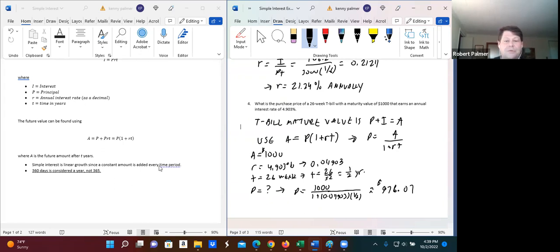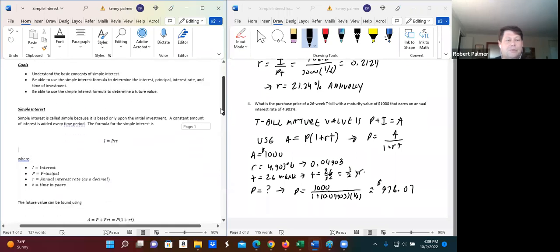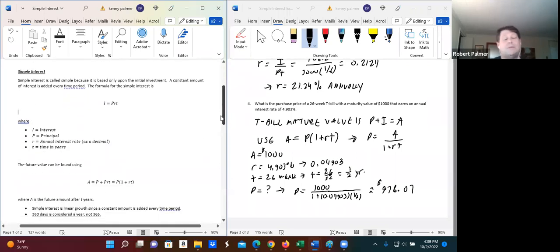Okay, so let's review what we've learned about simple interest. Simple interest is called simple because you're only adding the same constant amount every time. It's only based on what you initially put in, your principal. So I is your interest, P is your principal, and both of those are dollars. R is your annual interest rate, and in the formula it's always a decimal. If you solve for it, you get a decimal. Time is always going to be in years, so if it's not given in years, you have to convert it to years.